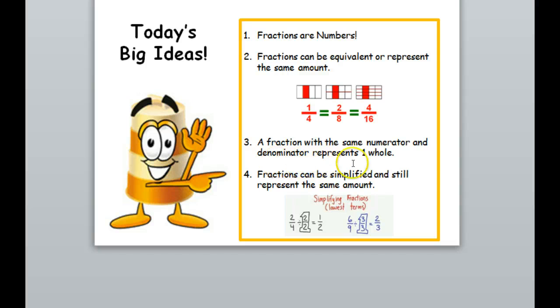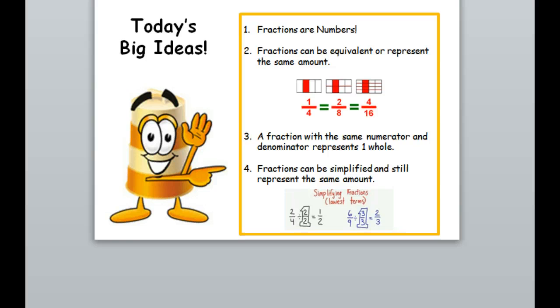A fraction with the same numerator and denominator represents one whole. So if we have a 3/3 or a 2/2, that represents 1. It is equivalent to 1. And fractions can be simplified and still represent the same amount. So here we have 2/4, and we divided by 2 over 2, or 1, to get 1/2. We simplified that by finding the factors.